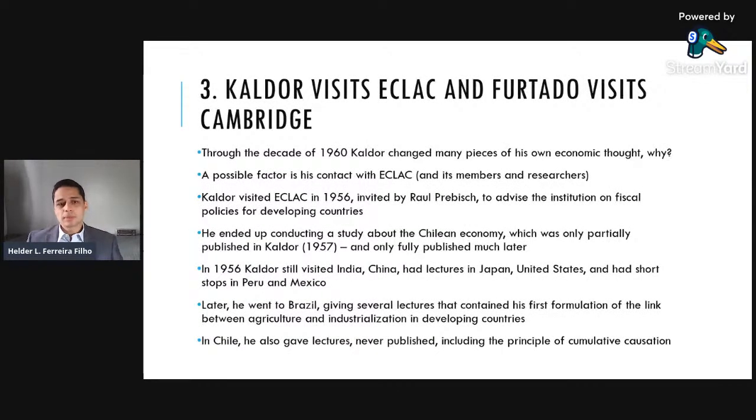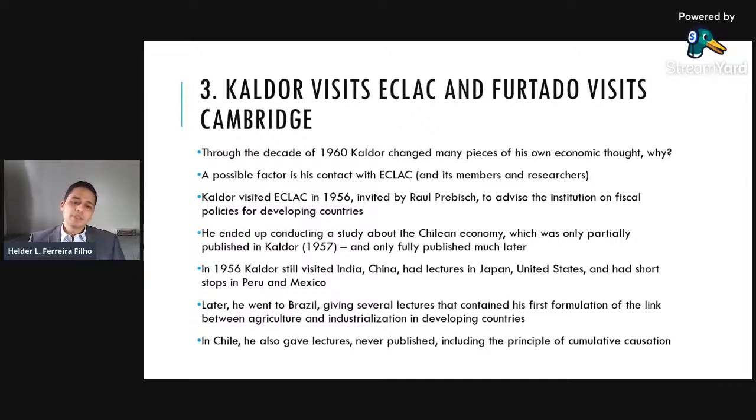Then moving to the topic of Calder's visit to ECLAC, we start to say, well, through the decade of the 60s, Calder changed many pieces of his own economic thought. But why is that? A possible factor is his contact with ECLAC and its members. Calder visited ECLAC in '56, like we said, and was invited by Prebisch at the time, initially to advise on institutional fiscal policies for developing economies in the region.